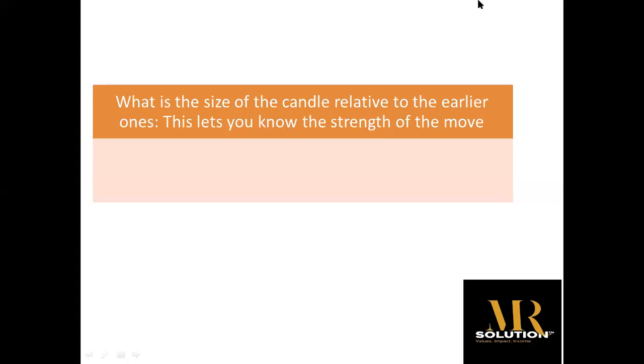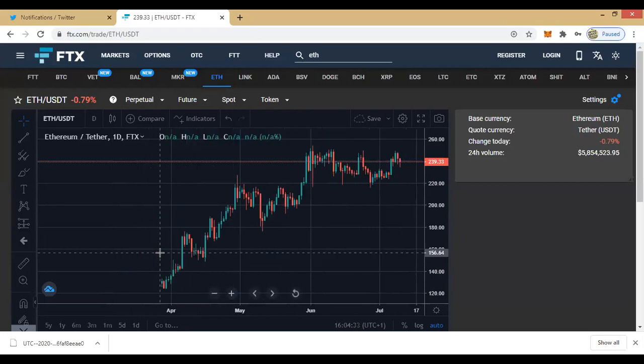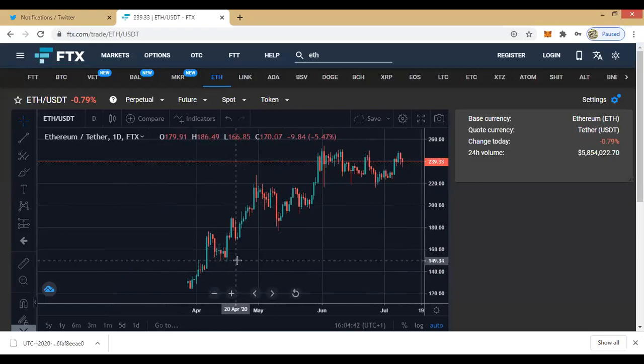As you can see from this chart now, when you compare this relative to these earlier ones that formed, the strength of the move is actually very bullish. Let me see if I can find a bearish example that typifies this very thing that I just talked about. Maybe a bearish candle, something like that, that gives an example.